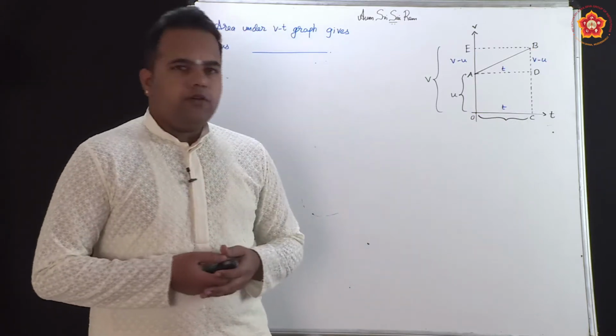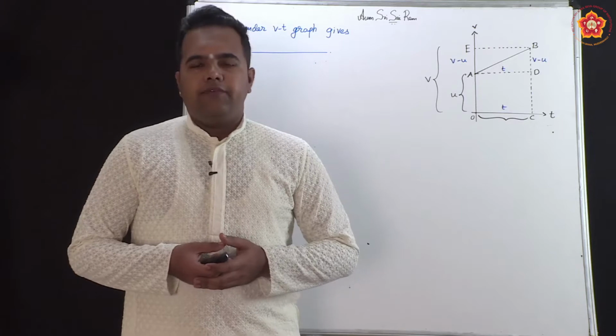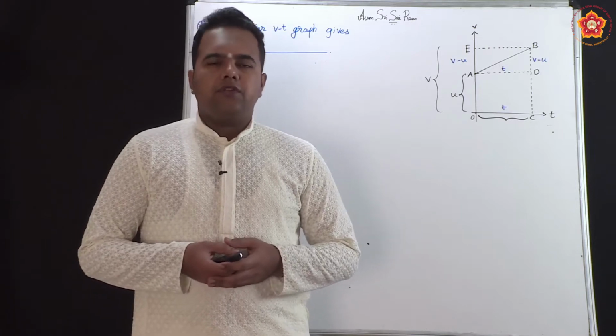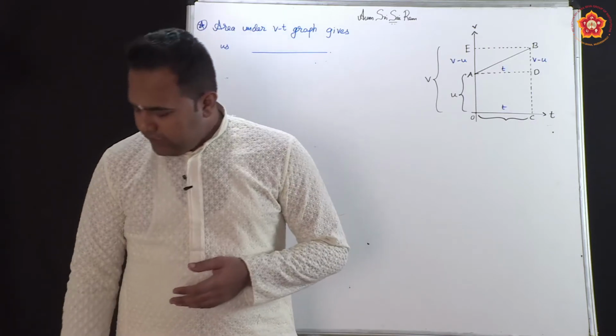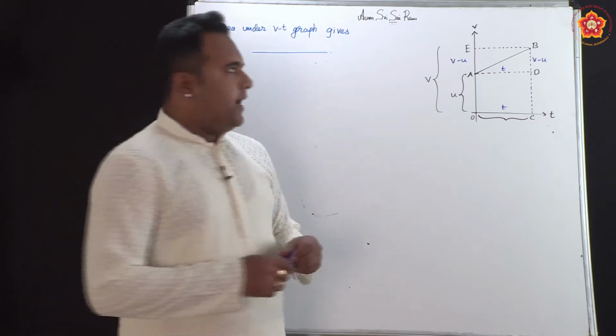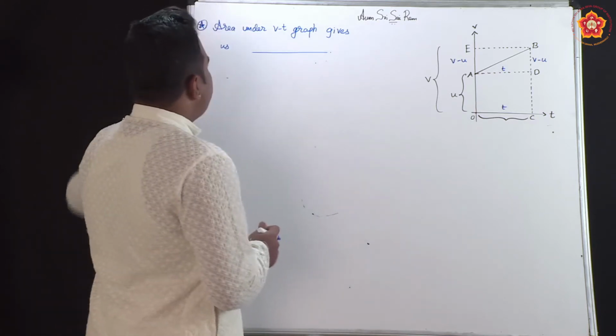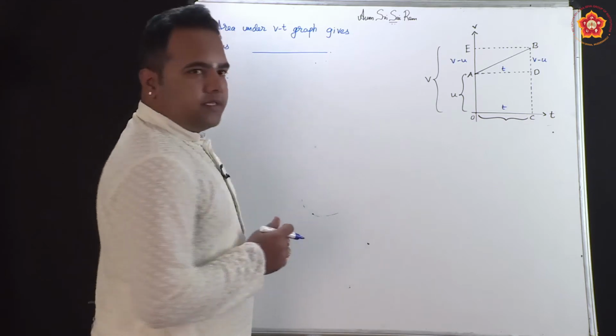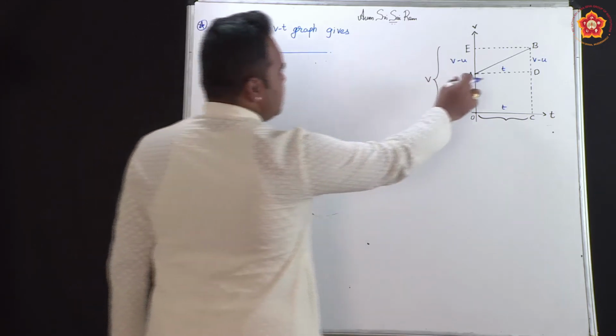So today we will continue our discussion by deriving the second and third equations of motion. But before that, let us try to understand what the area under a velocity time graph gives us. So we have this velocity time graph.